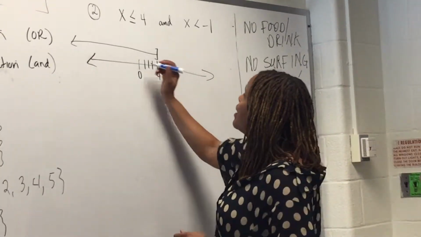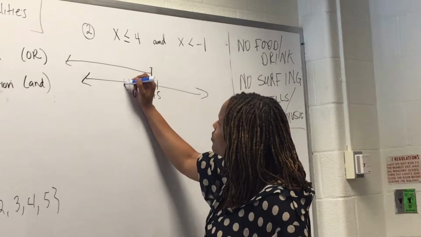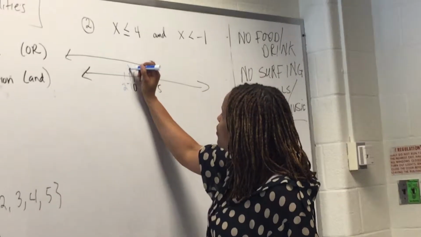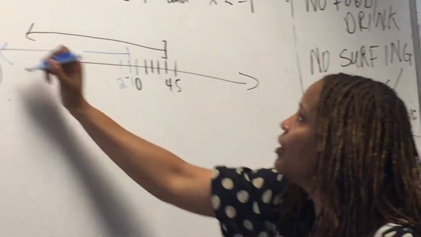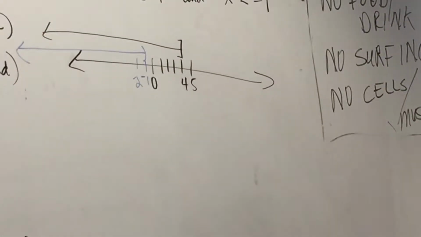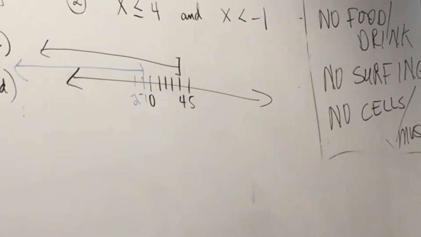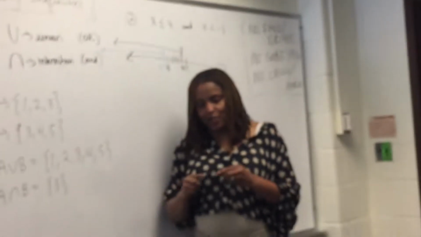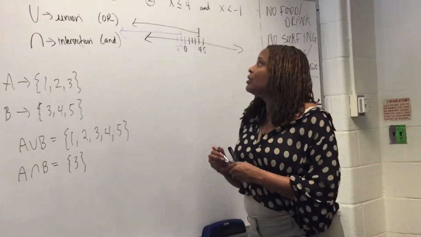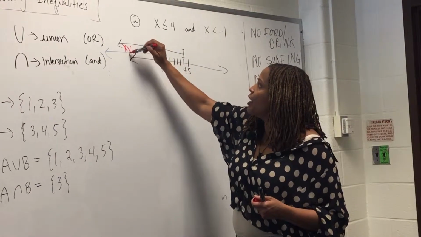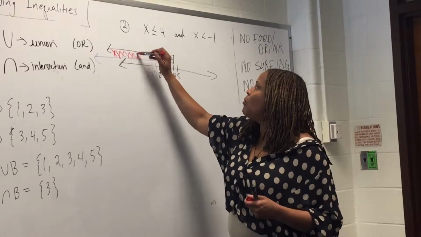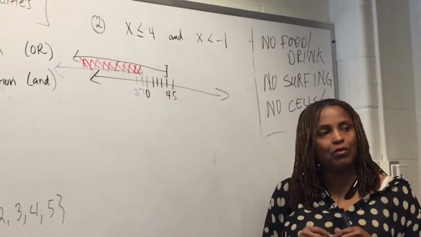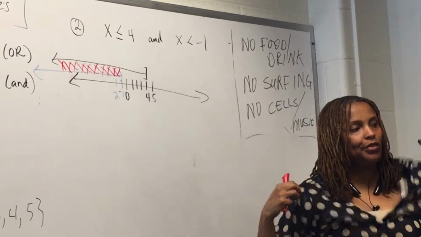This one is x less than -1. So strictly less than -1 is my blue line. Are we okay with that? Yeah. Okay. My red shade is what they have in common. So what they have in common stops right there. How do I write what they have in common as an interval?